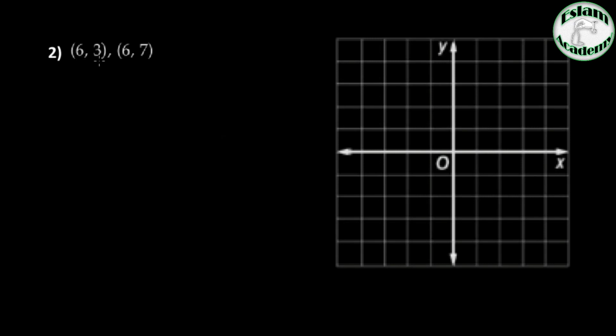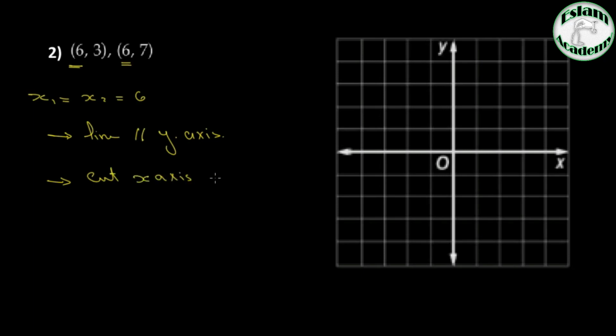Again, we repeat this one. We have (6, 3) and (6, 7). Without solving, you can find that x1 is equal to x2, because x1 and x2 both equal 6. Then, because x is equal to x, the line is parallel to the y-axis. Because the line is parallel to the y-axis, it will cut the x-axis at the point 6, because x1 and x2 are equal to 6. For any line parallel to the y-axis, the slope will be undefined.